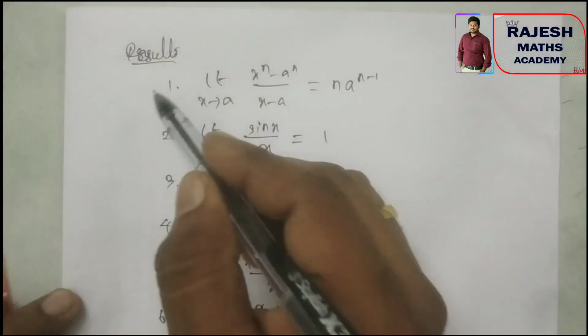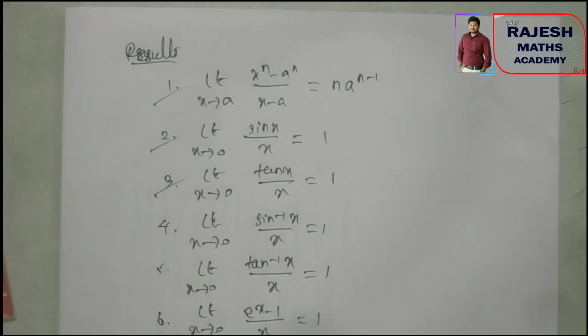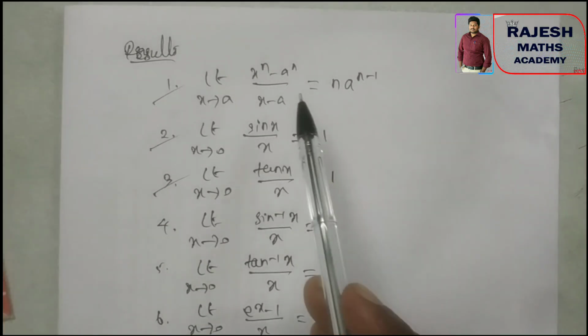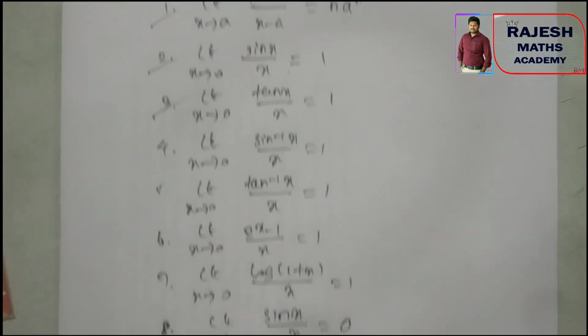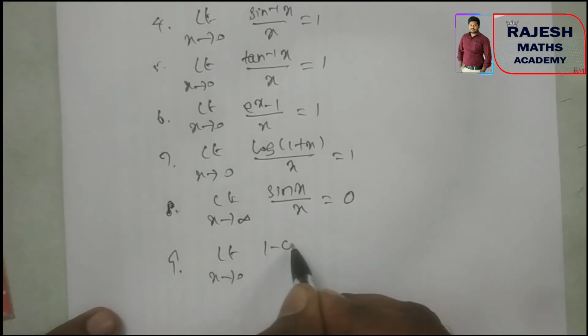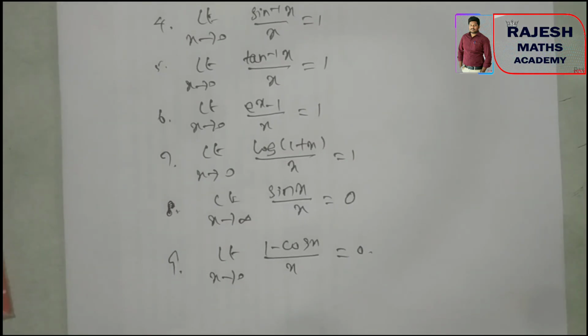Only the first result, second result and third result we have learned in plus 1, 11th standard. In 11th standard we dealt only with this result and the sin x by x result, and one more result we will add. The 9th result: limit x tends to 0, 1 minus cos x divided by x equal to 0. So these 9 results we have to go through clearly. We already studied the limit concept in 11th standard, plus 1.